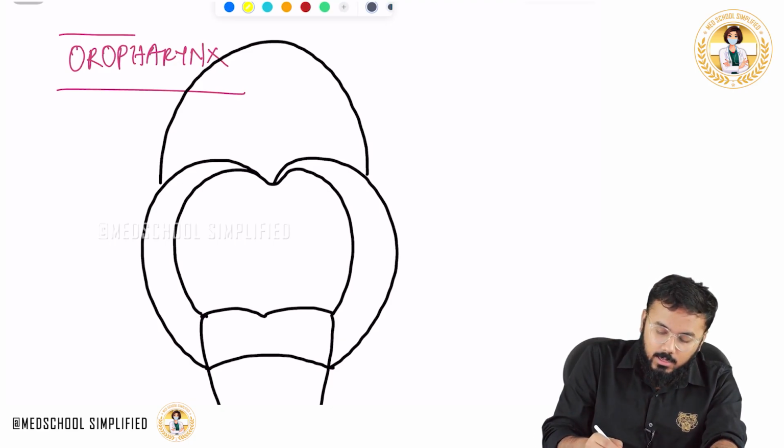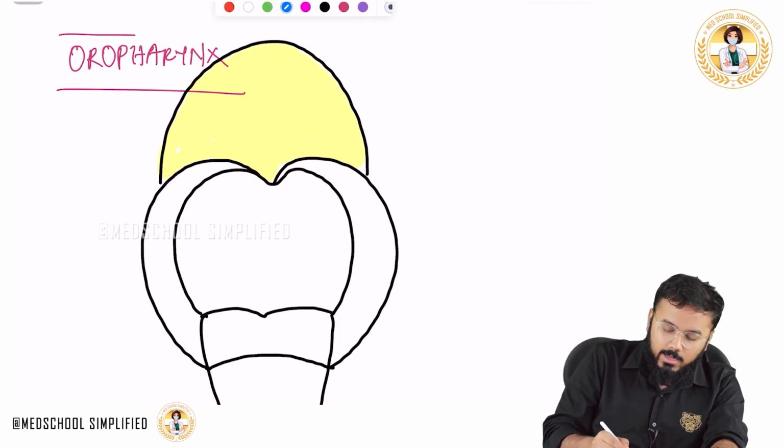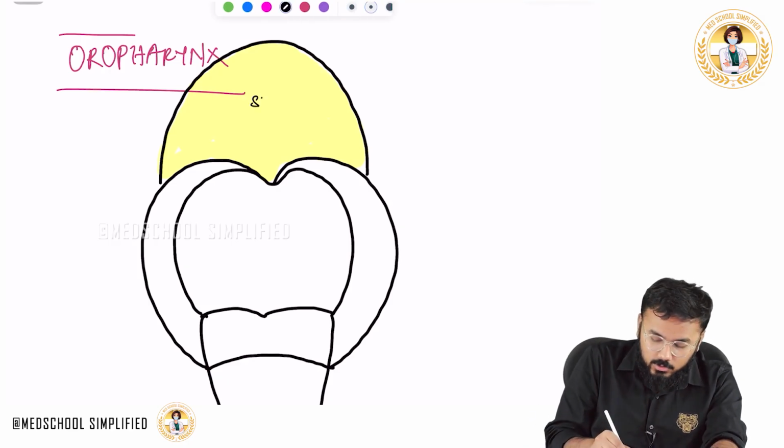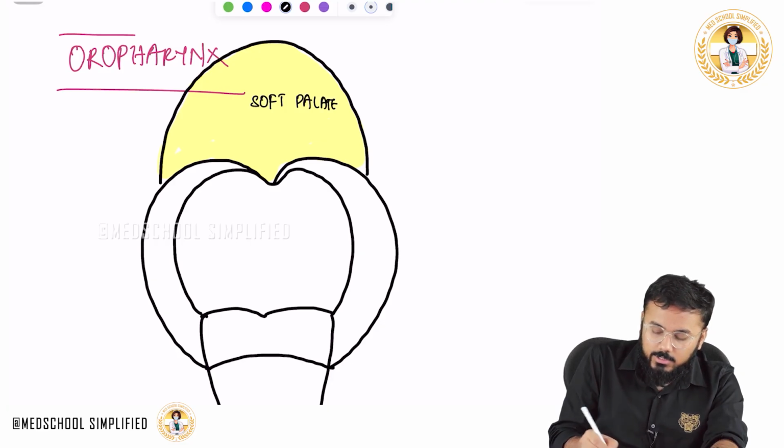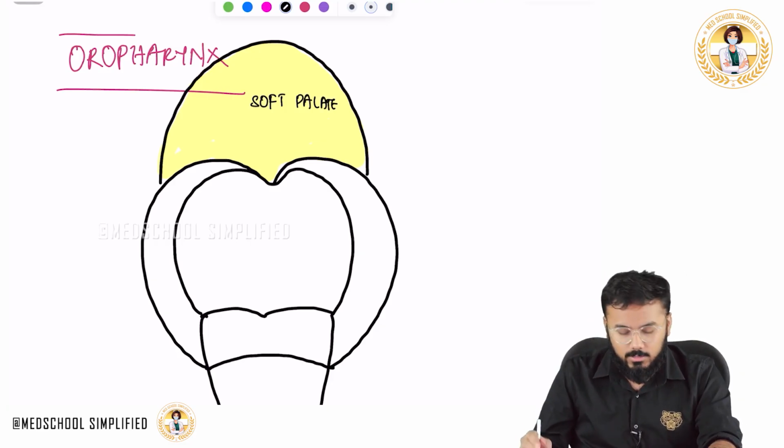For example, let me shade this area. See, this part of the area, this part of the oropharynx, whatever you can see, right? This is called as your soft palate. What kind of palate is this? This is called as your soft palate. So right now, what are we discussing? Right now, I wanted to discuss what are the structures that are surrounding the oropharynx.